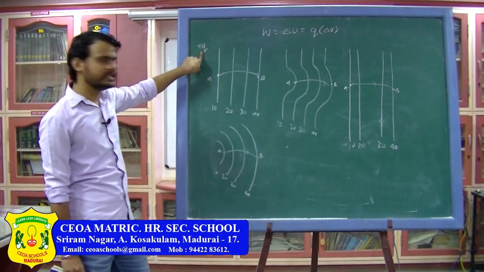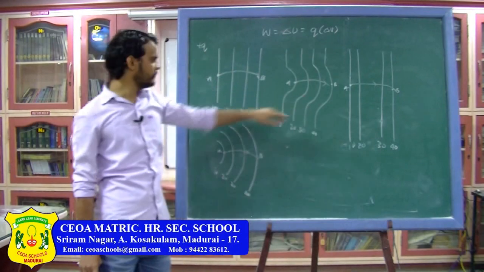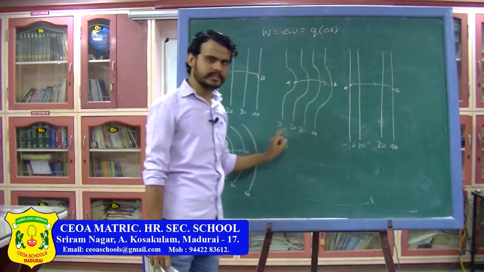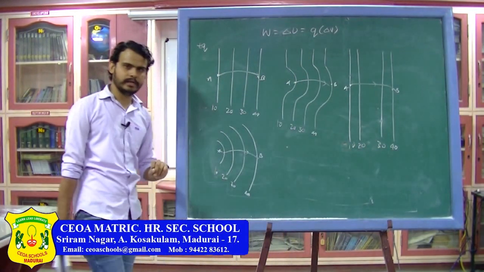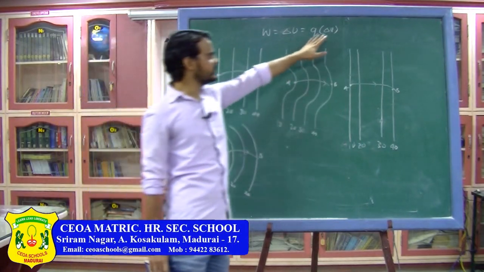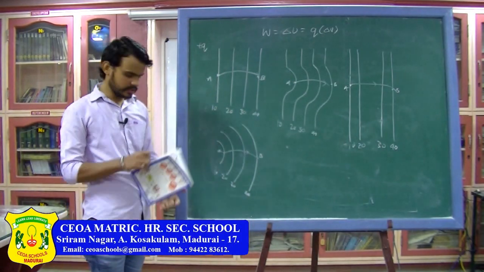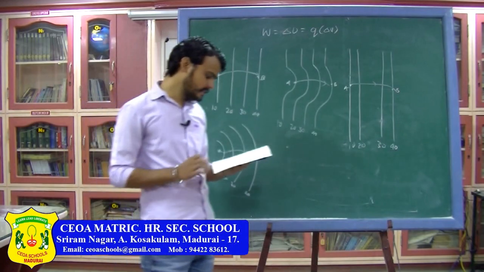Now, as the charge is the same in all the 4 cases, Q will be equal, then delta V. In this case delta V is 30, in this case also delta V is 30, in this case also delta V is 30, and in this case also delta V is 30. So, in all the 4 cases the charge is the same and the difference in potential is also the same. So, the total work done in all the cases will be the same. So, the answer is that in all the 4 cases the work done is the same.